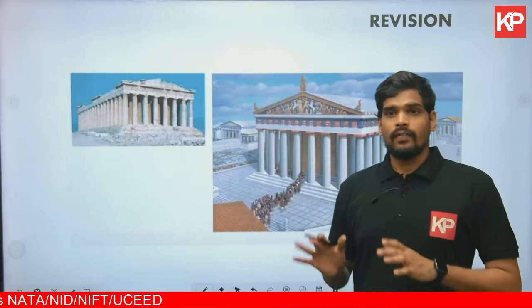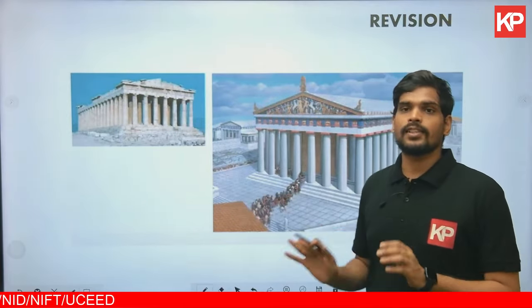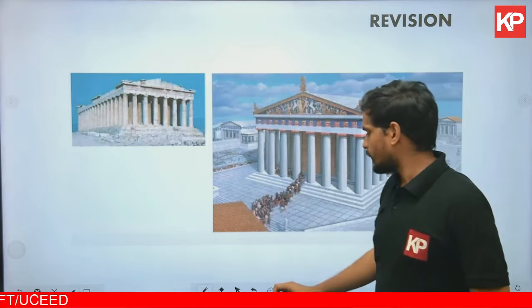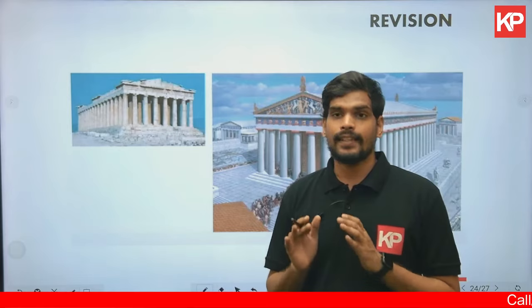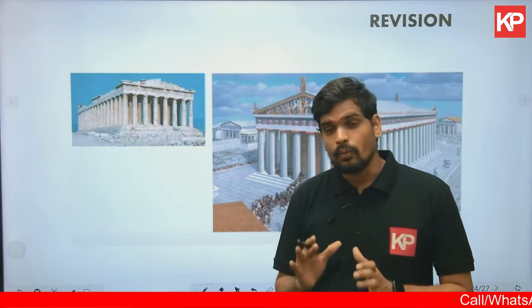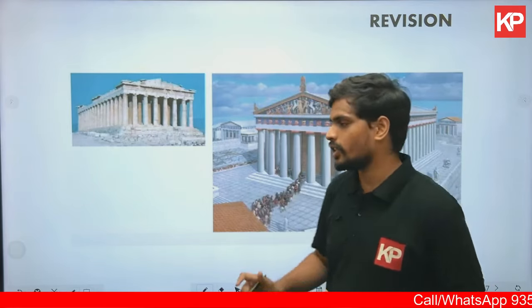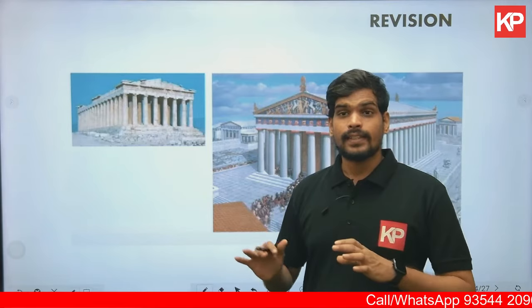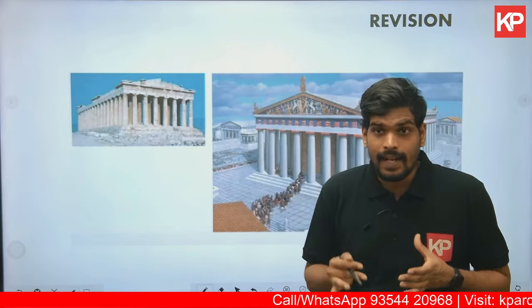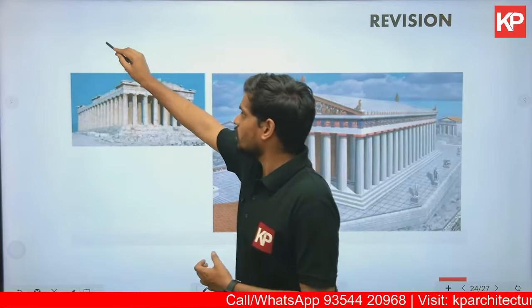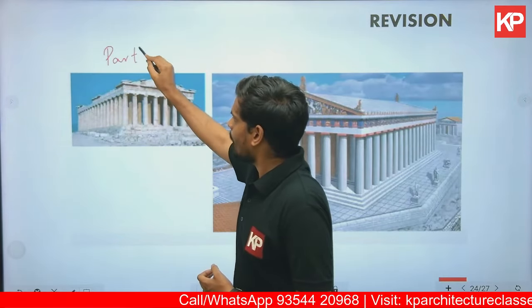So in this slide, we have 2 pictures, and both these pictures represent the same building. The name of this building is Parthenon. It is one of the most important buildings in ancient Greek architecture, one of the most important buildings in the history of architecture. It is a white marble building which is seen in ancient Greece, in the city of Athens, and Athens is the capital of Greece even today. The name of this building is Parthenon.